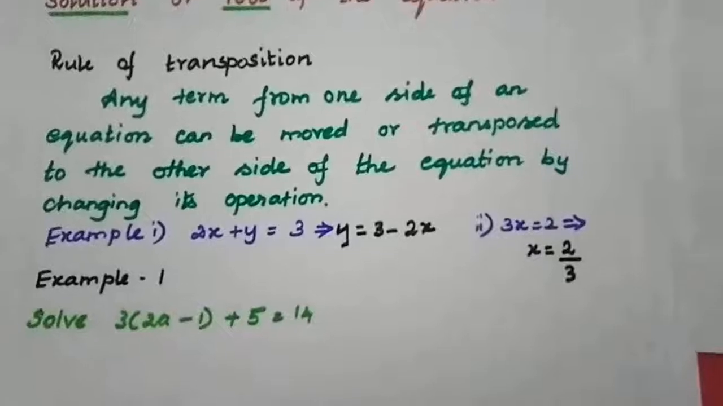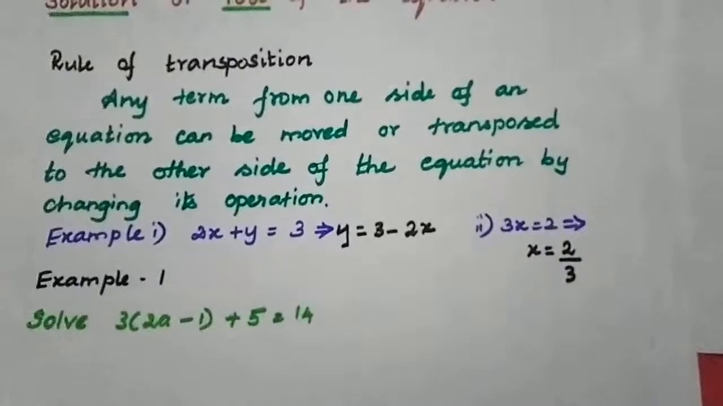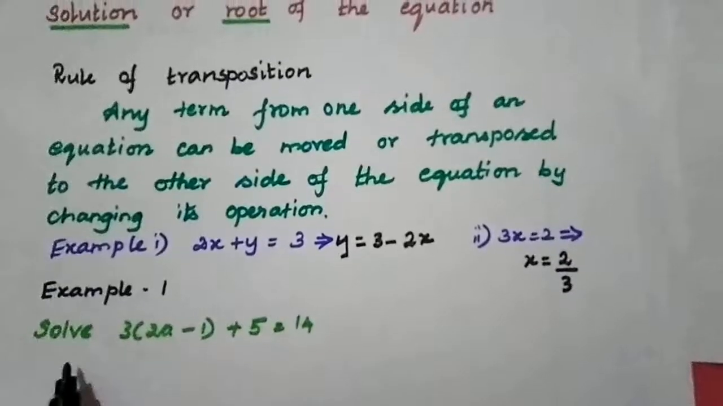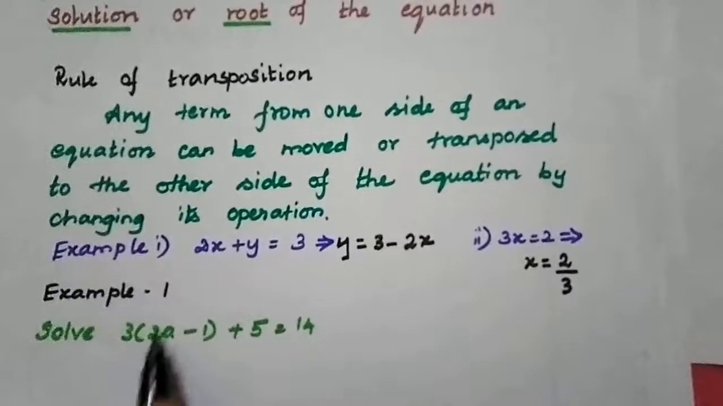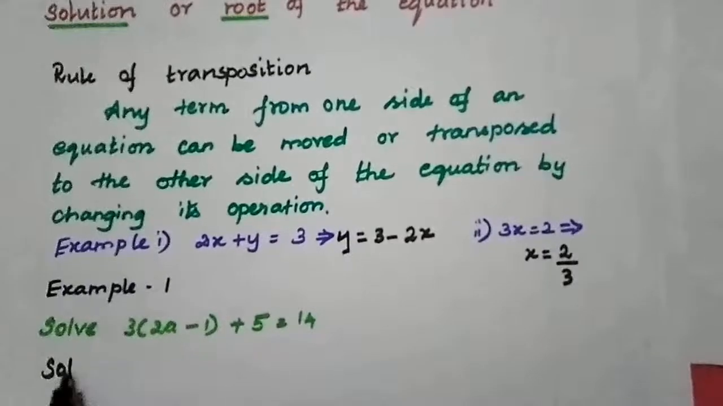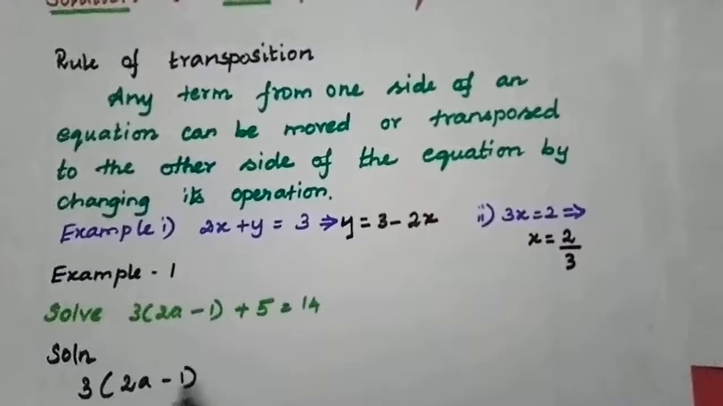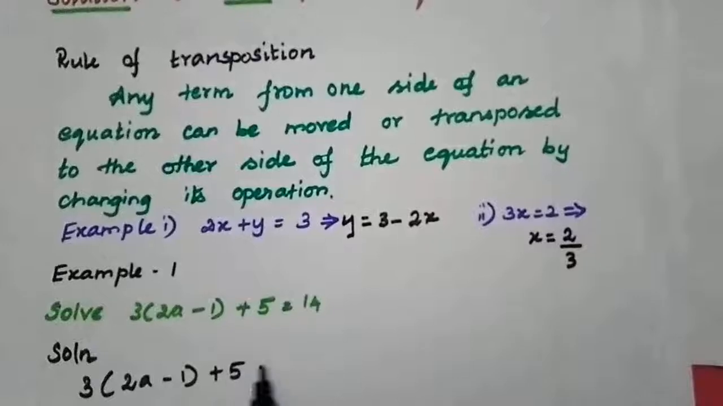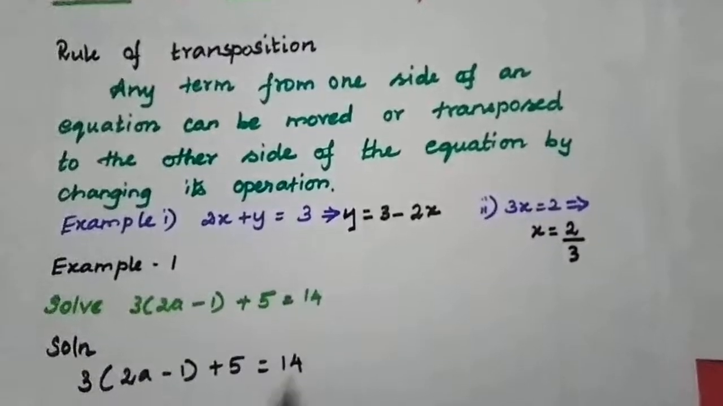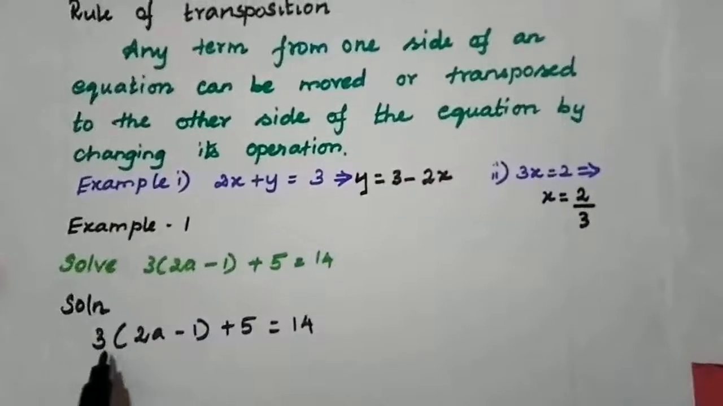Example 1. Solve 3 into (2a minus 1) plus 5 is equal to 14. So here we have to find the value of the variable a. So let us solve this one. 3(2a minus 1) plus 5 is equal to 14. So the first step, we have to simplify the left hand side of the equation.